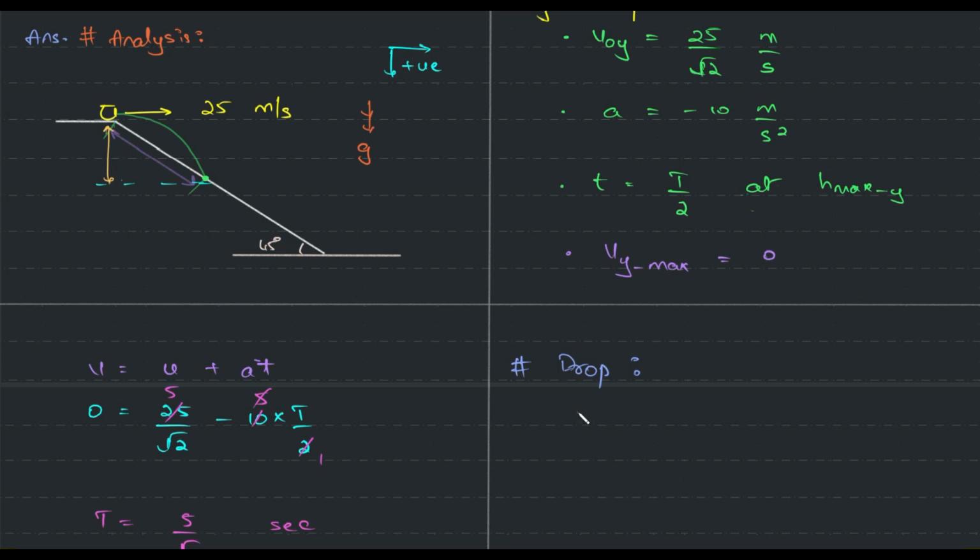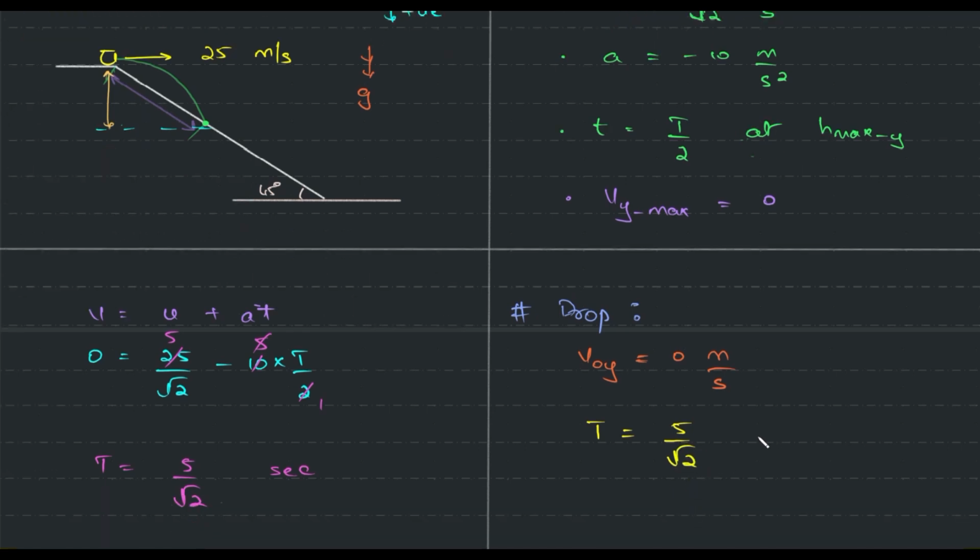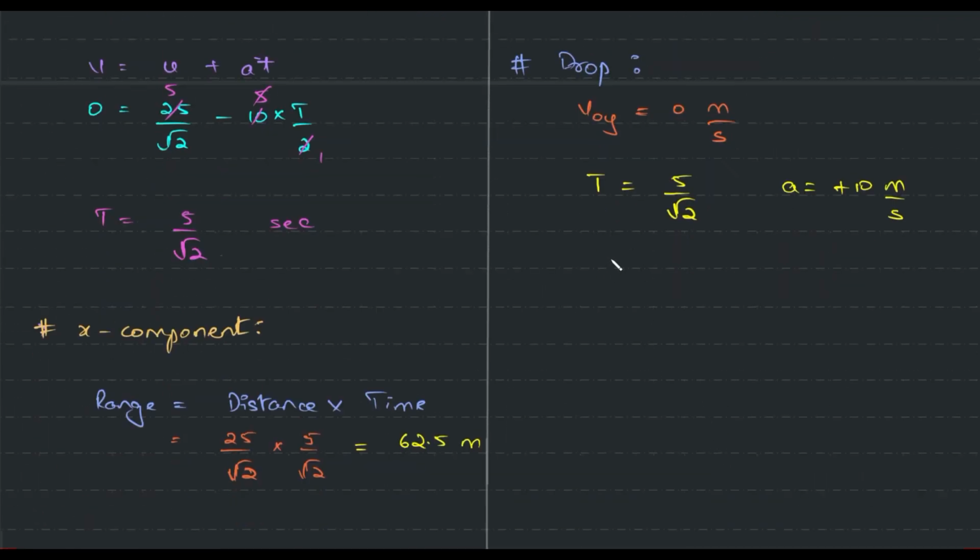Well, in case of drop, the initial velocity is 0 meters per second. Time of journey, we know that would be 5 by root 2. And it's getting accelerated with 10 meters per second squared, since I'm considering down as positive. And we need to figure out the distance. So we can use S equals ut plus half at squared. So your drop will be 0 plus half of 10 into 25 by 2. So this would be 2.5, 25, 6.25, so many meters. Wait, what?